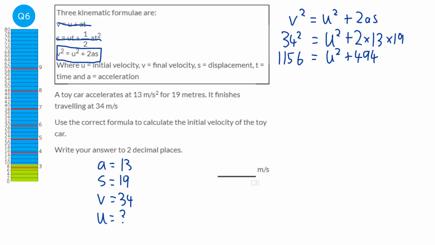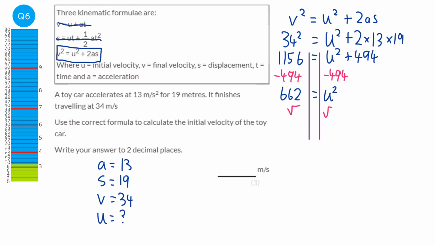And it turns into a solving part, so we're just going to solve this. So the first thing I'm going to do is subtract 494 from both sides. And so we're left with 662 equals U squared. Then we're just going to square root both sides. And so the square root of that is going to be 25.729 and so on. And it says it wants it to 2 decimal places, so it's going to be 25.73.